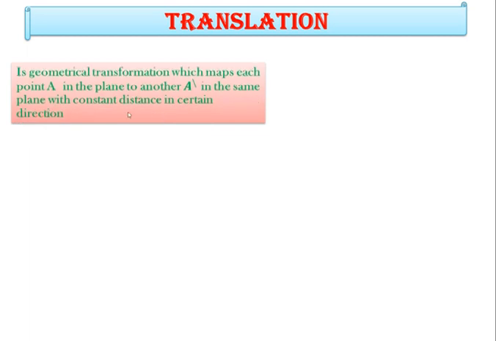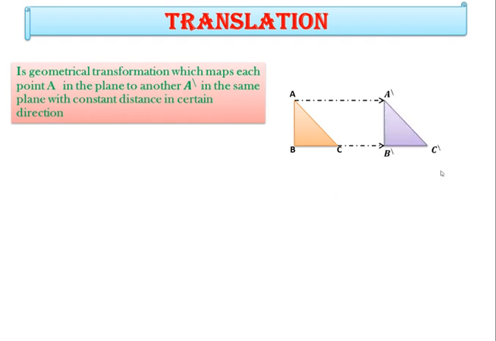Now we can say that translation is a geometrical transformation which maps each point A in the plane to another point A dash in the same plane, with a constant distance in a certain direction. For example, if we have this triangle ABC and it moves in this direction, we get the image A dash, B dash, C dash. The image of A is A dash, the image of B is B dash, and the image of C is C dash.